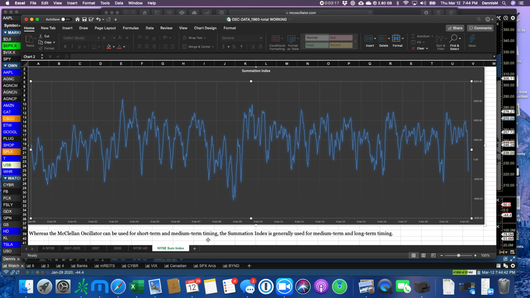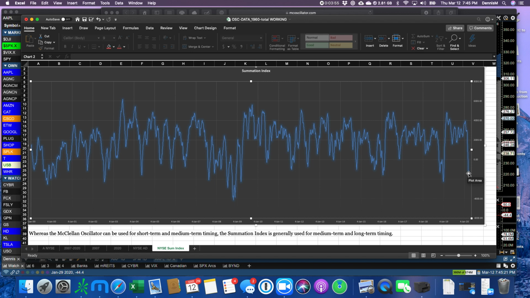The McClellan oscillator can be used for short and medium-term timing. This is something from Investopedia. The Summation Index is generally used for medium-term and long-term timing. And look back here, 2008, where the Summation Index had a double bottom, and then it started to move higher into March of 2009. And then we saw over the summer, the low of the SPX of the 666, and then we started to move upwards as an overall market.